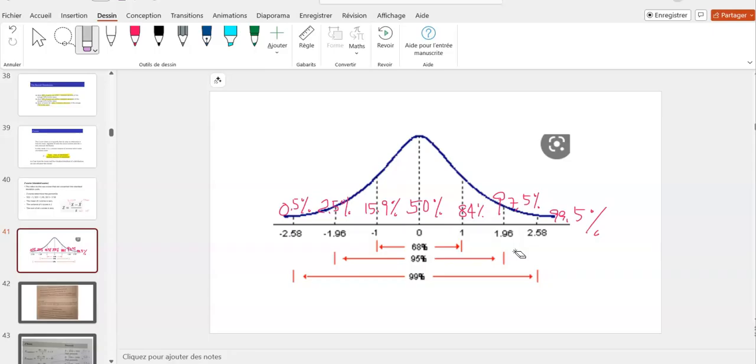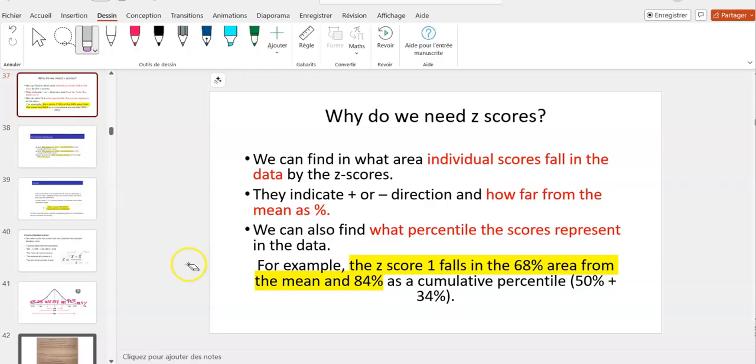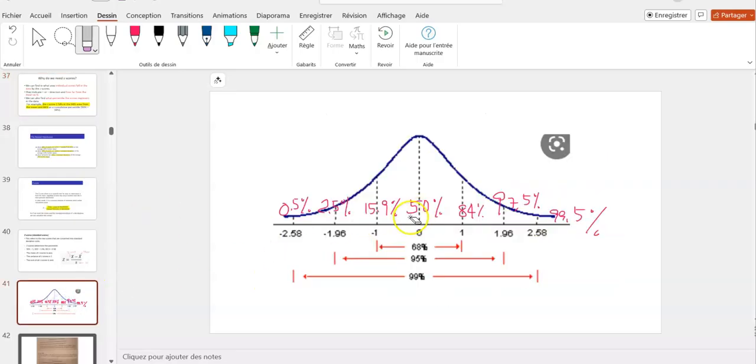A Z-score is closely related to the standard deviation, and it also indicates the position of the individual score in your data, which can also be expressed by the percentage. So this is what I really understood from the Z-score: where the individual score falls in the data, what I said, how far it is from the mean. The mean is here, the 0.